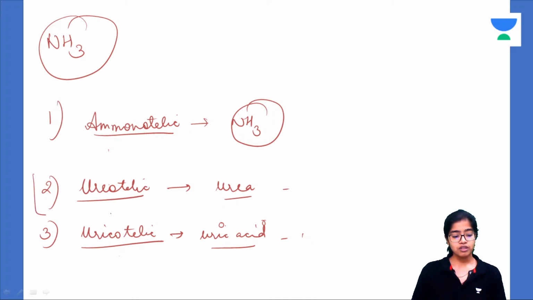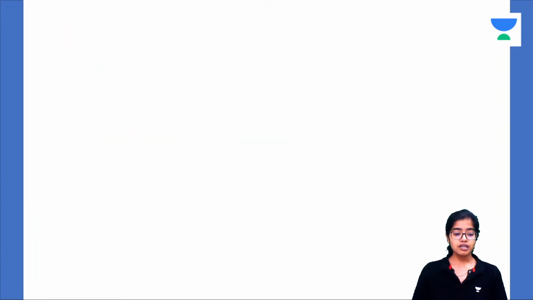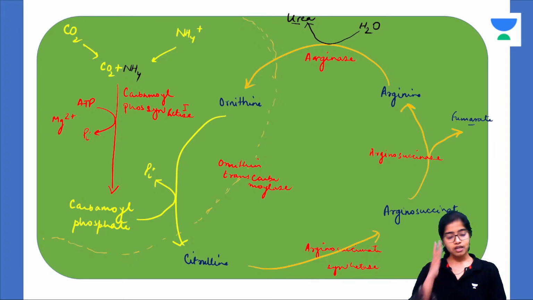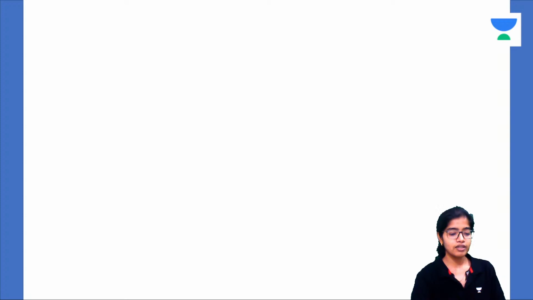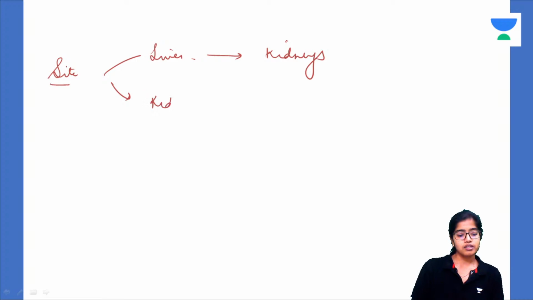Now we are concerned with ureotelic organisms in our lecture here. So let us discuss how urea is synthesized. It is synthesized in two compartments, that is, the mitochondria and the cytosol. There are a total of 5 important reactions occurring. The first 2 reactions occur inside the mitochondria and the last 3 occur inside the cytosol. Always remember, the site for synthesis is mainly the liver, from where urea is excreted through the kidneys, and a small amount of urea formation also occurs in the kidney.